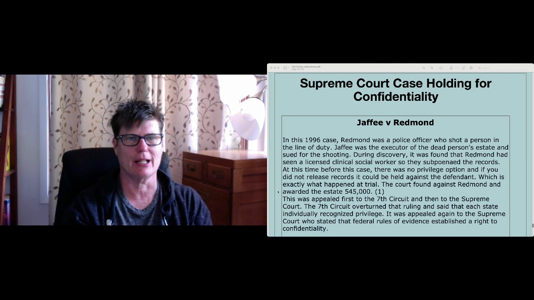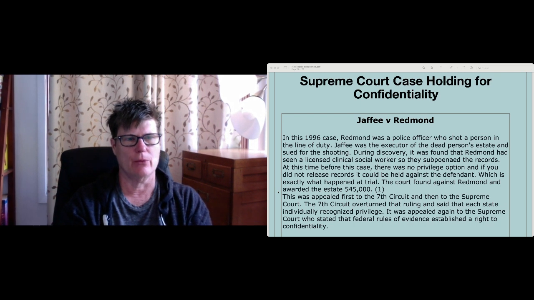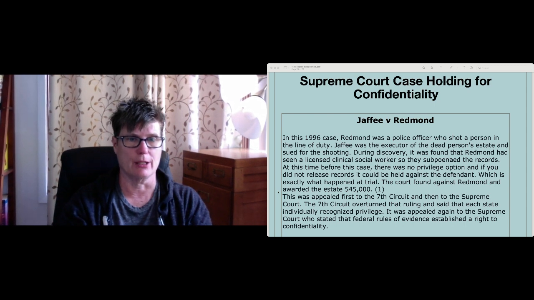This is an interesting case, the Supreme Court case holding for confidentiality. It's Jaffe versus Redmond. It was a 1996 case. Redmond was a police officer who shot a person in the line of duty. Jaffe was the executor of the dead person's estate and sued because of the shooting. And during the discovery, it was found that Redmond had seen a licensed clinical social worker. So they subpoenaed those records.